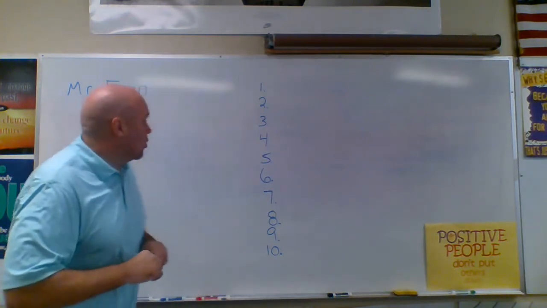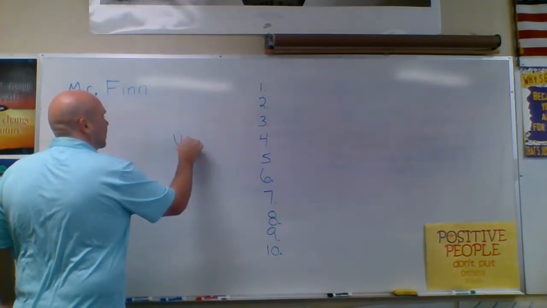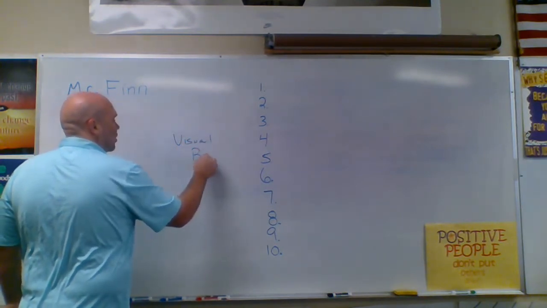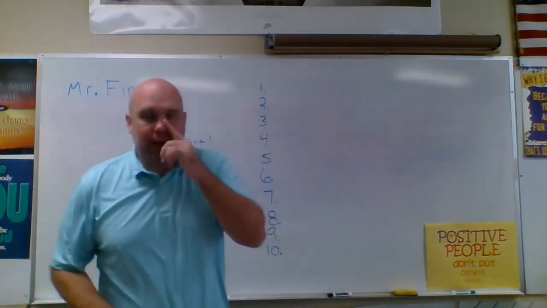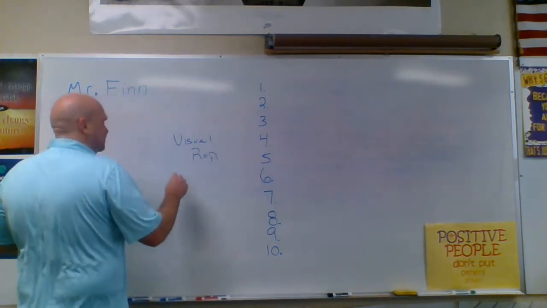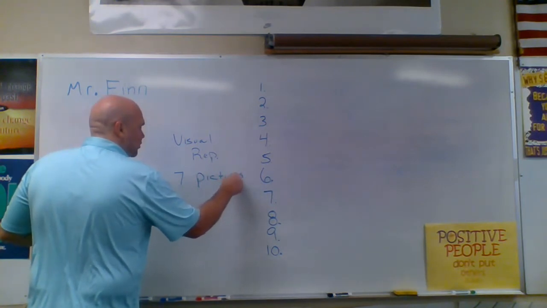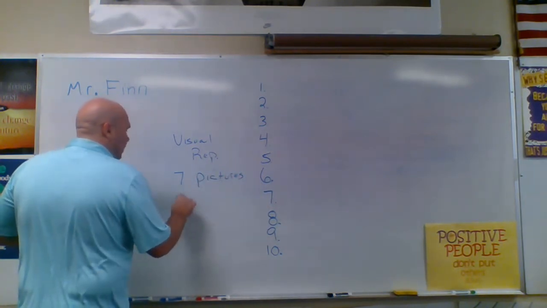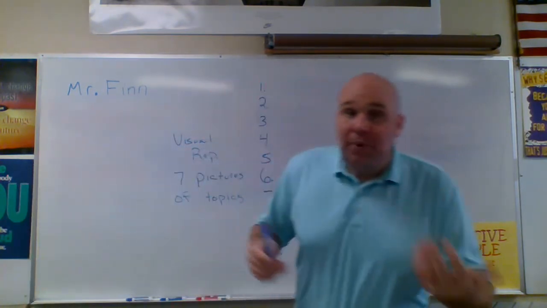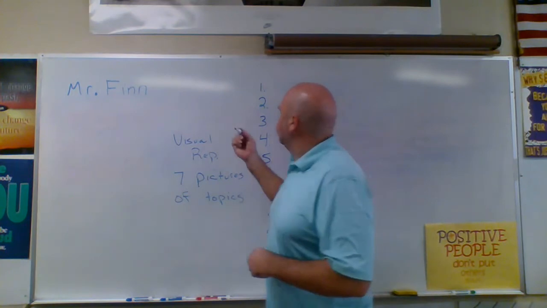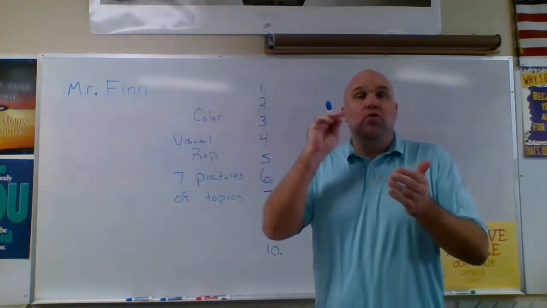Now, the second part of your final, that was the first part. Second part is going to be visual representations. On a piece of paper, it can be lined, it doesn't need to be blank. You are going to give me, lucky number 7, pictures of topics. So 7 pictures of topics, please give me, in color.